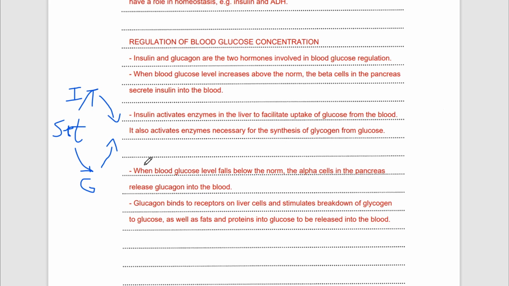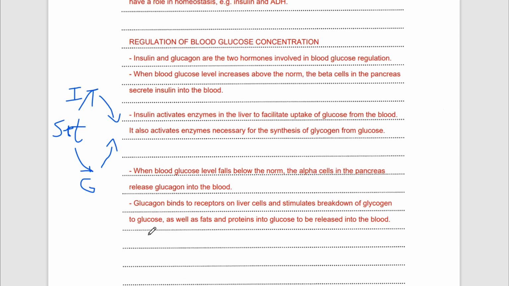And when the blood glucose level falls below the set point or the norm, alpha cells from the pancreas release glucagon into the blood. Glucagon would bind to the receptors on liver cells. Insulin doesn't bind to the receptors, right? Glucagon binds to receptors on liver cells and stimulates the breakdown of glycogen to glucose. That glucose would then be released into the blood.